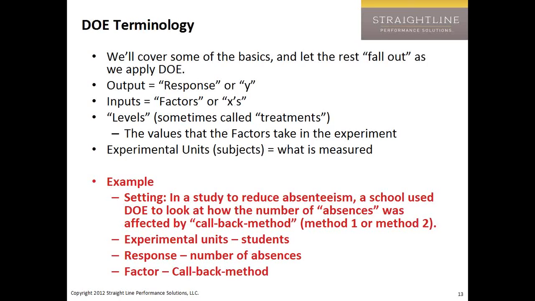All right, so let's go through an example. In a study to reduce absenteeism, a school used DOE to look at how the number of absences was affected by the callback method. Callback method 1 and callback method 2. In this case, the experimental units are students. The response is the number of absences, and the factor is the type of callback method. In fact, the levels are method 1, method 2.